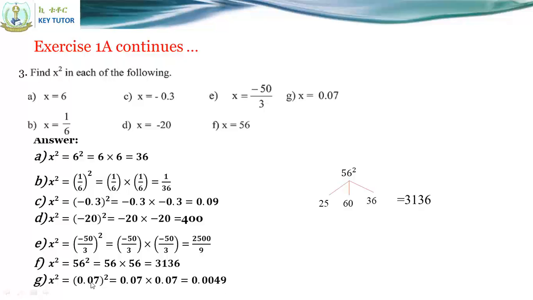Well, 0.07 squared means 0.07 times 0.07, which is 7 over 100 times 7 over 100, 49 over 10,000. And then when you change it into decimal form, it becomes 0.0049.